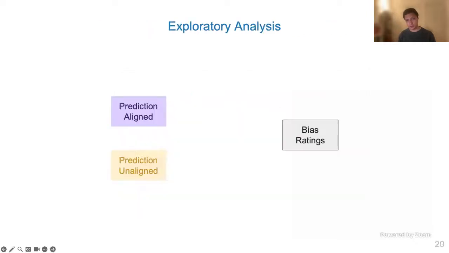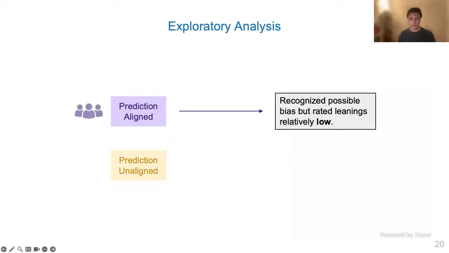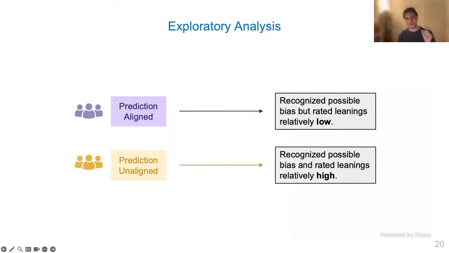We also conducted some exploratory analyses to better understand the relationship between predictions and appraisals. When participants' prediction was aligned with the text, they still recognized the overall leaning of the author or the designer of the visualization, but they were rating this bias as relatively low. However, when participant predictions were not aligned with the text, the perceptions of bias were higher.